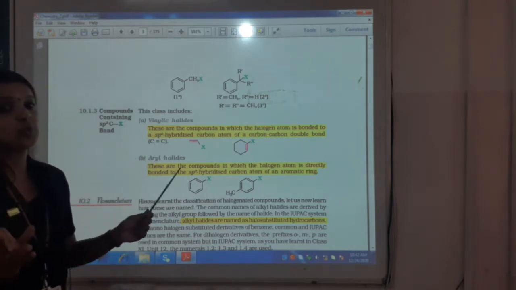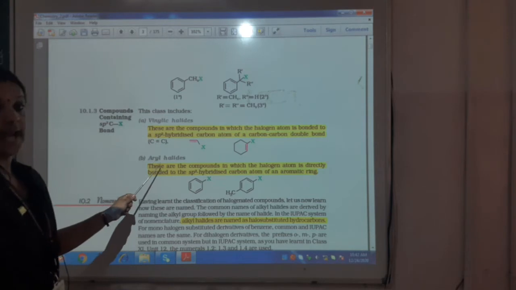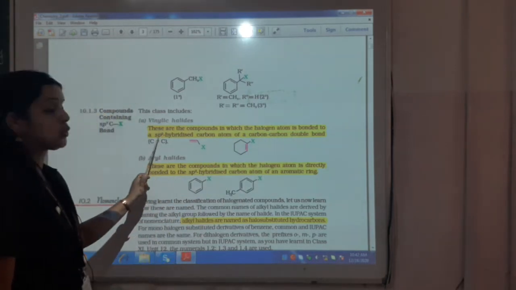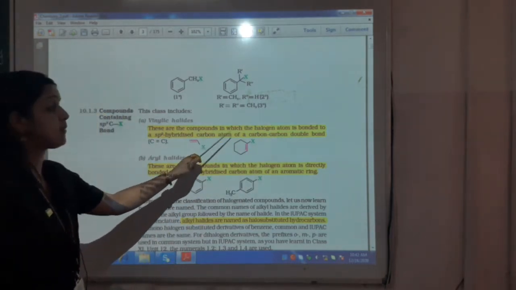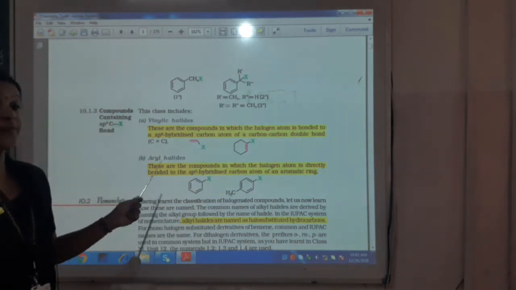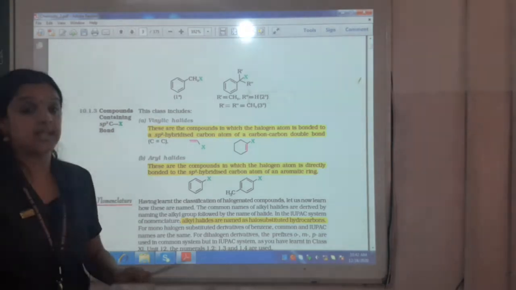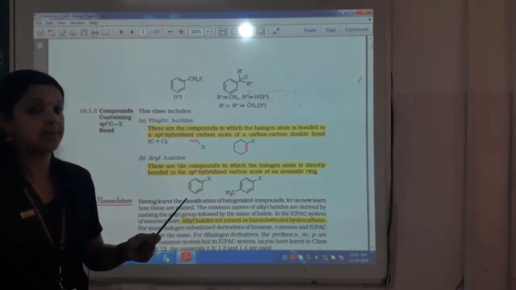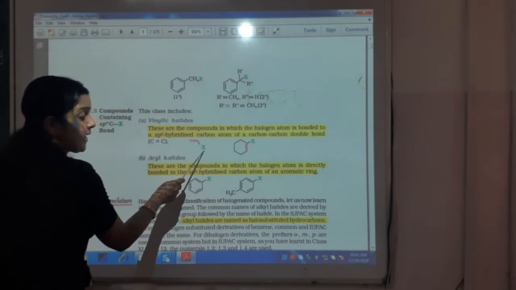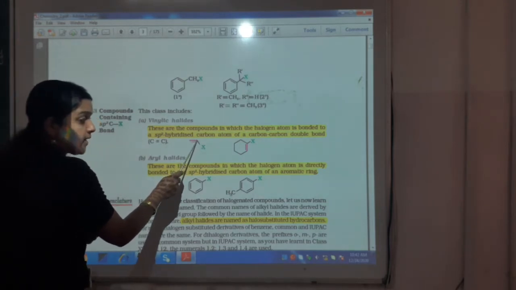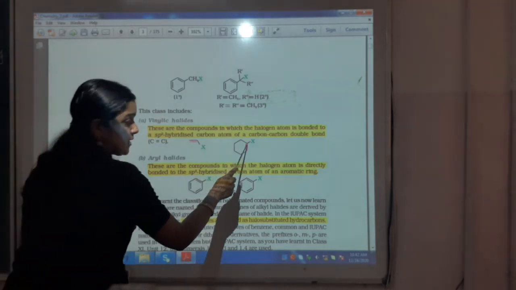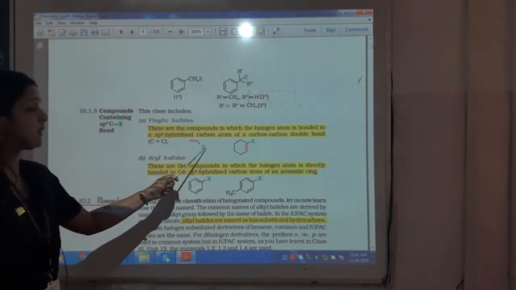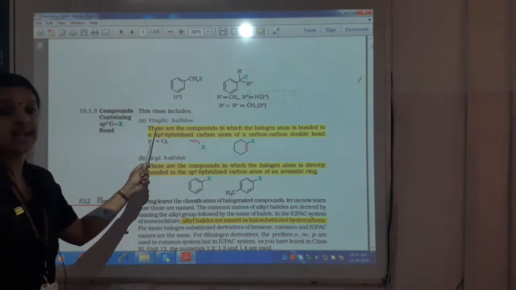Now these are basically of two types. What are those? Vinylic and aryl. What is vinylic? These are the compounds in which the halogen atom is bonded to the sp2 hybridized carbon atom of a carbon-carbon double bond. The difference between allylic and vinylic you must understand. In allylic, the carbon is sp3 hybridized, which is attached to the adjacent carbon atom that is doubly bonded. But here the carbon that is holding the halogen is doubly bonded. Here also, this is the carbon which is doubly bonded, that is holding my halogen. So the carbon-carbon double bond carbon is holding the halogen. So we call it vinylic halides.